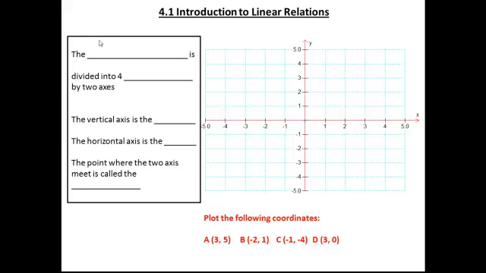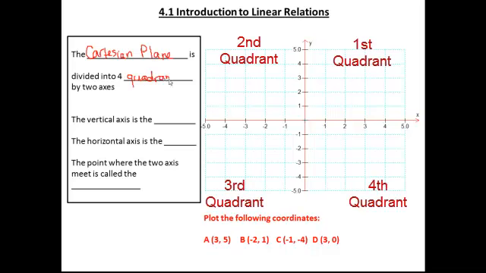The first thing we're going to remind ourselves about is this grid here, which is called the Cartesian plane. It was named after a French mathematician called René Descartes, who came up with this way to organize points. The Cartesian plane is divided into 4 quadrants, and it's divided by 2 axes.